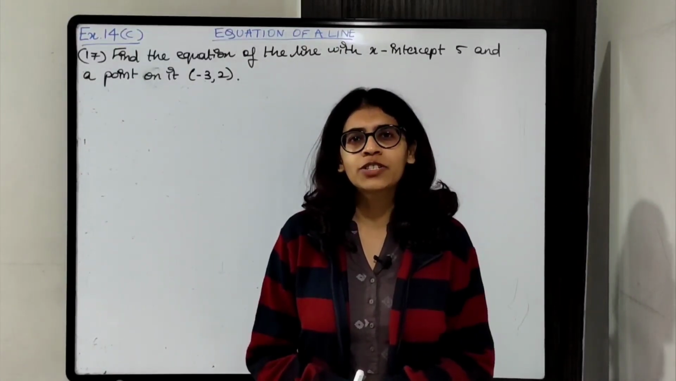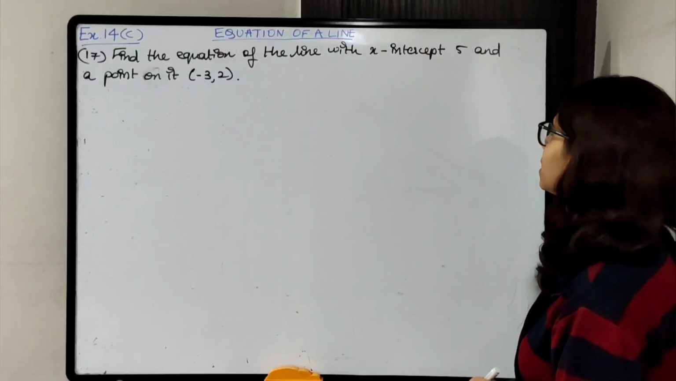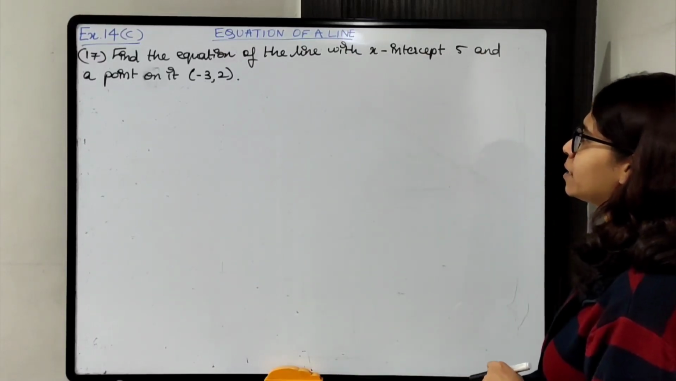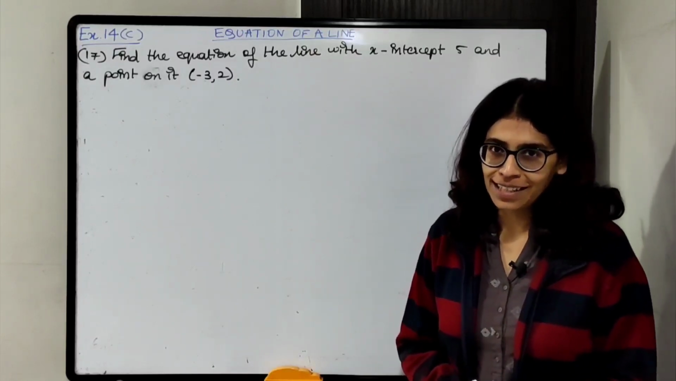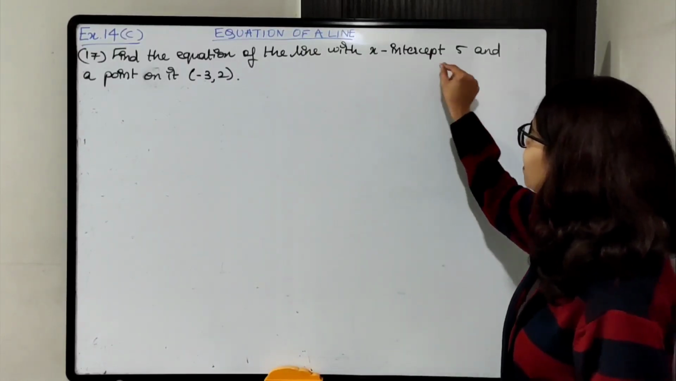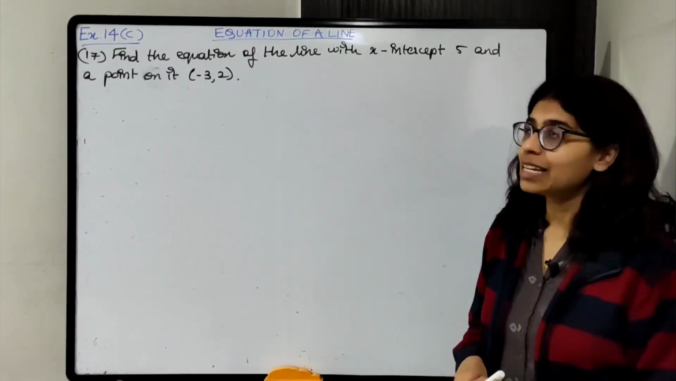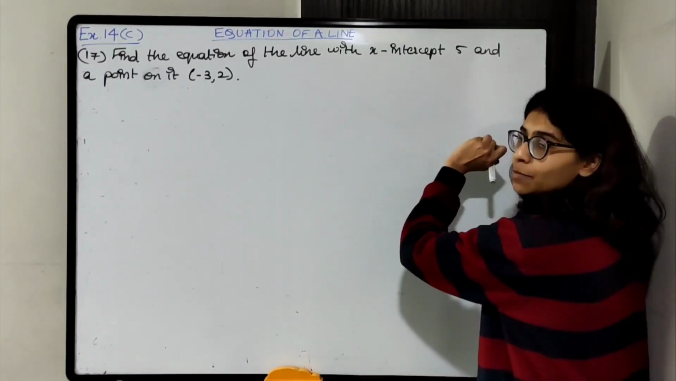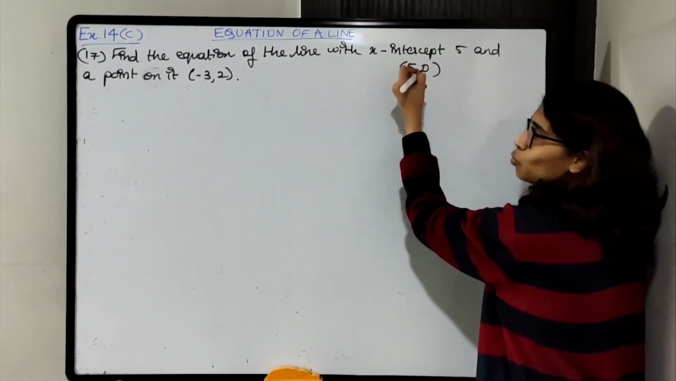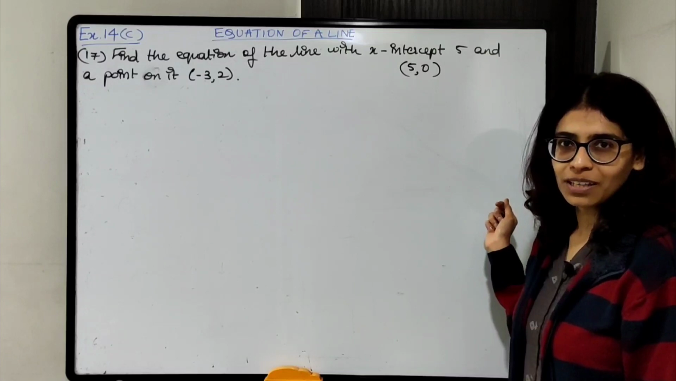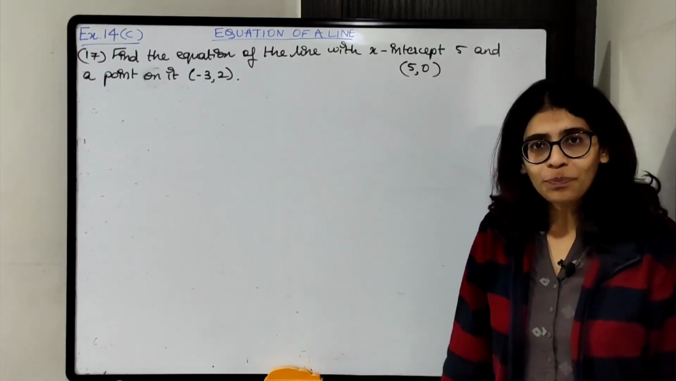Moving on to next question, question number 17. Find the equation of the line with x-intercept 5 and a point on it minus 3, 2. We have to find the equation of the line and x-intercept is 5. That is, it is cutting the x-axis at x-intercept 5, which means x-coordinate is 5 and y-coordinate is 0. Okay. So it is cutting the x-axis at 5, 0.